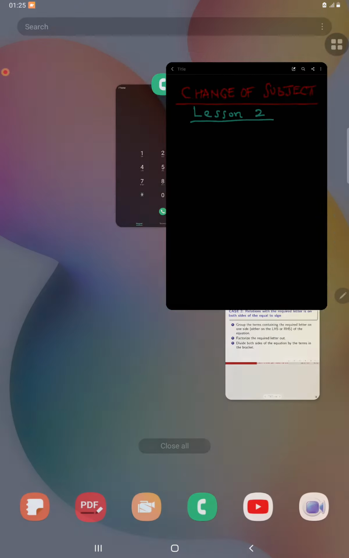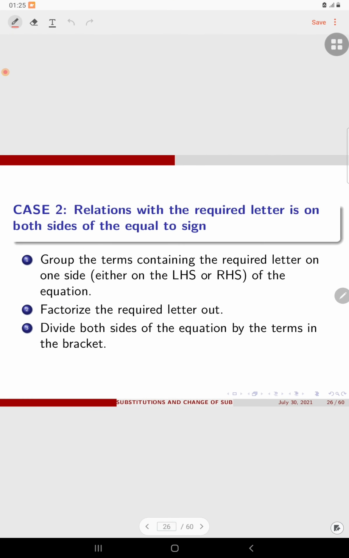Today is our second lesson, and here we are going to look at the case where the required letter, that is the letter which we have been asked to make the subject, can be found on both sides of the equal to sign. So if you can find the letter on both sides of the equal to sign, then first you group the terms containing the required letter, you factorize the required letter out so that you can divide both sides by the term which is in bracket. So that is that. Let's look at an example.